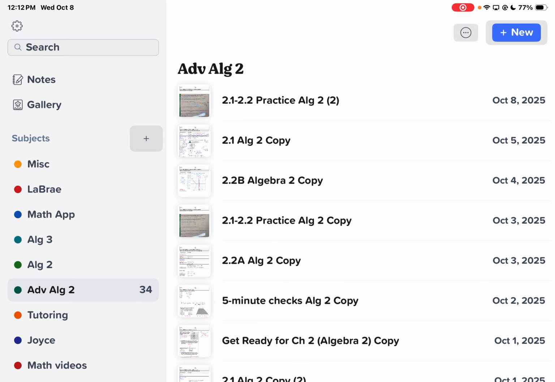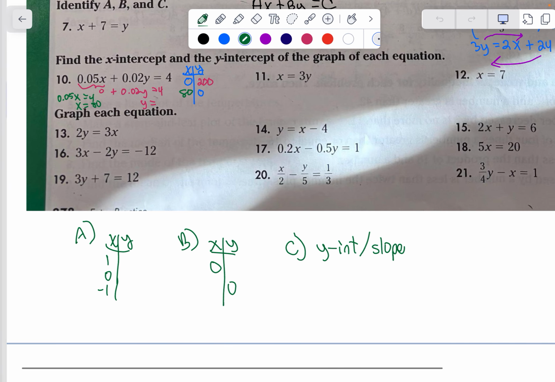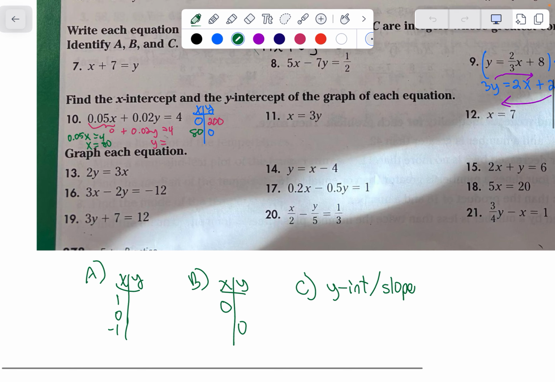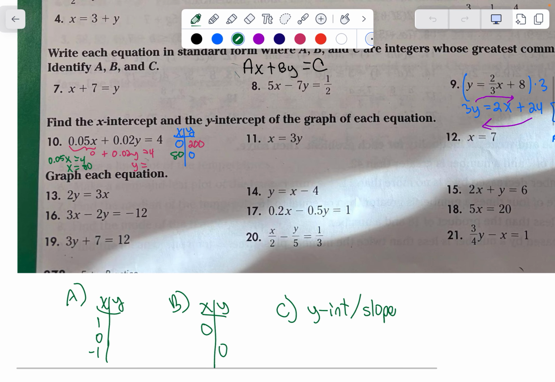Yeah. From 2-2A or B? A or B, which one? Huh? Oh, from the page we just did? What number, 12? Oh, for the one that says x equals 7?